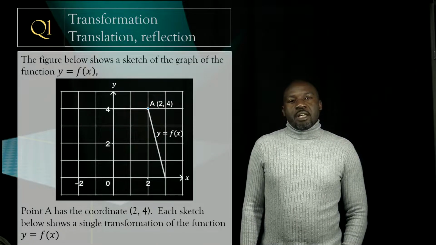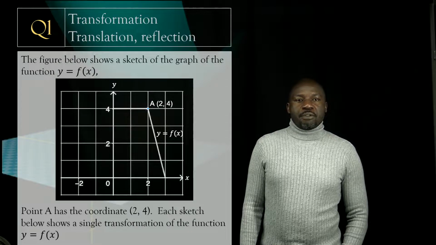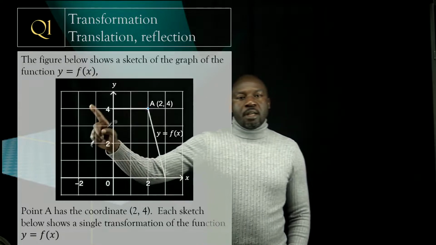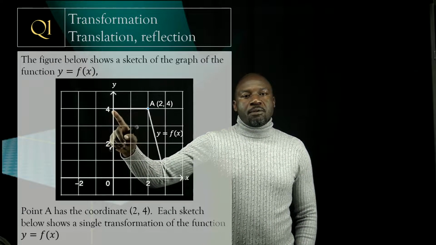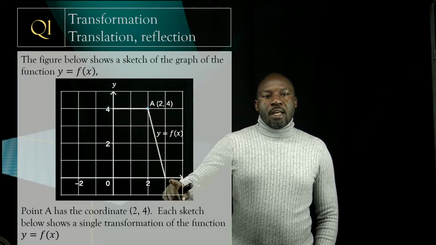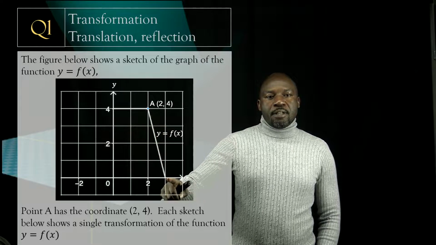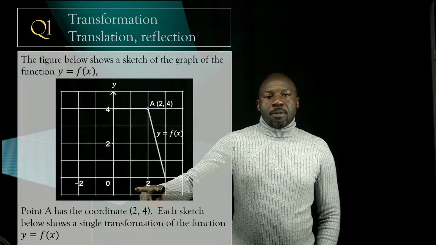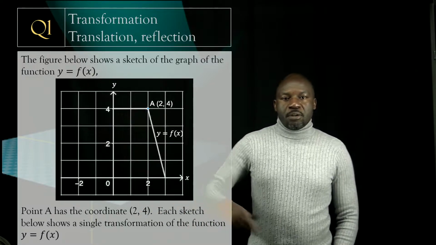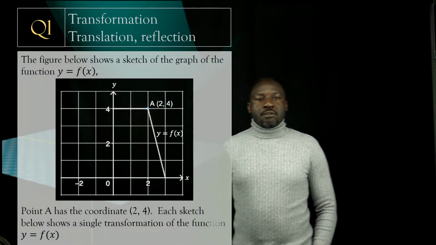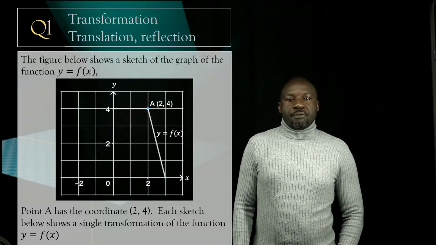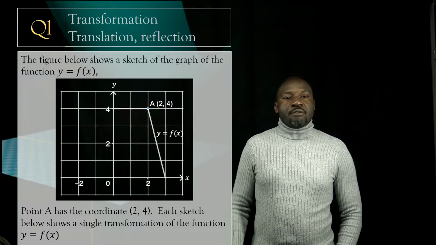You are given a function, y is f of x. You have some special points there: it crosses the y-axis at (0, 4), passes through the point A (2, 4), and crosses the x-axis at (3, 0). Point A has that coordinate. In each graph below, you're asked to show a single transformation of the function f of x.